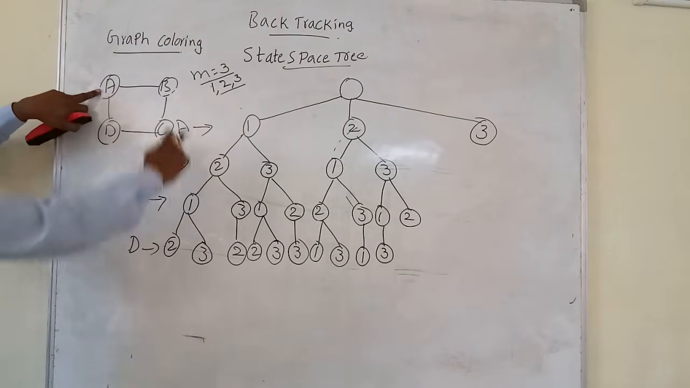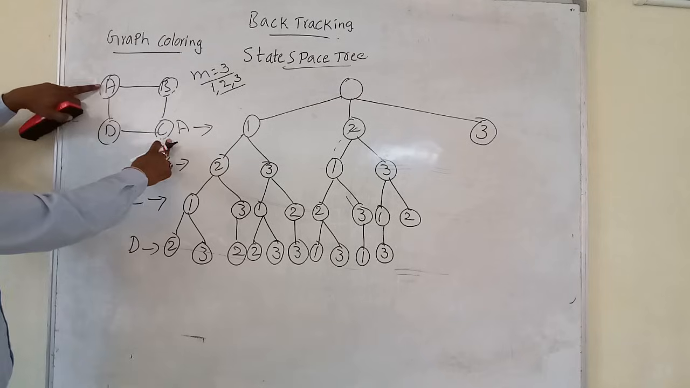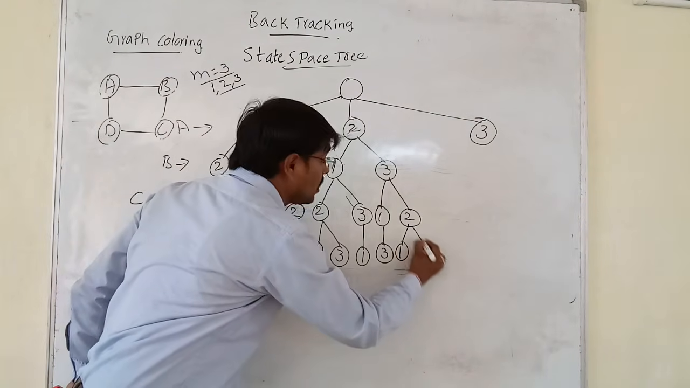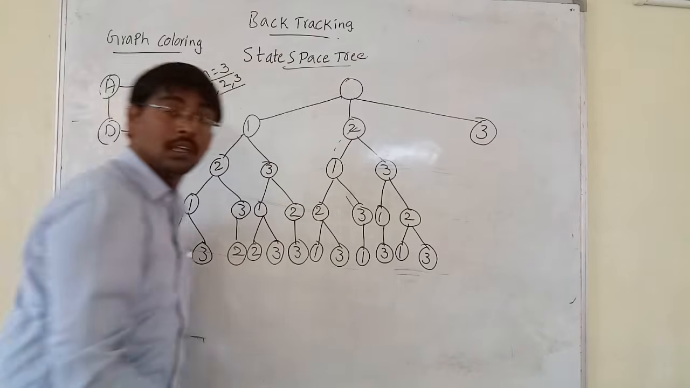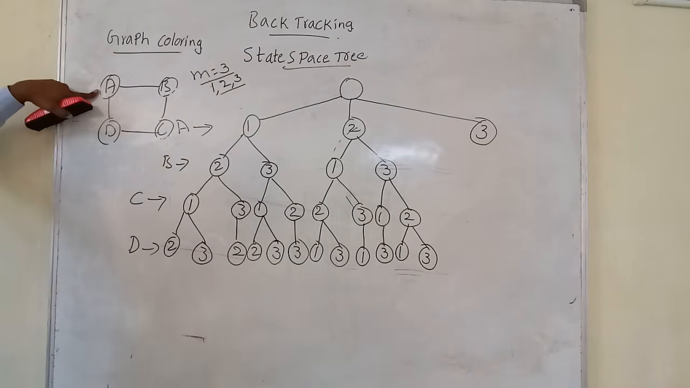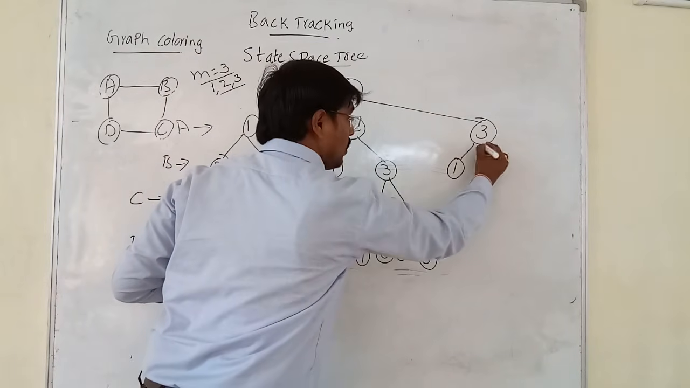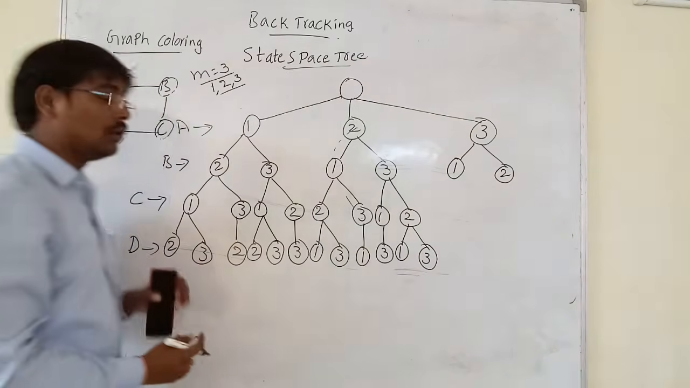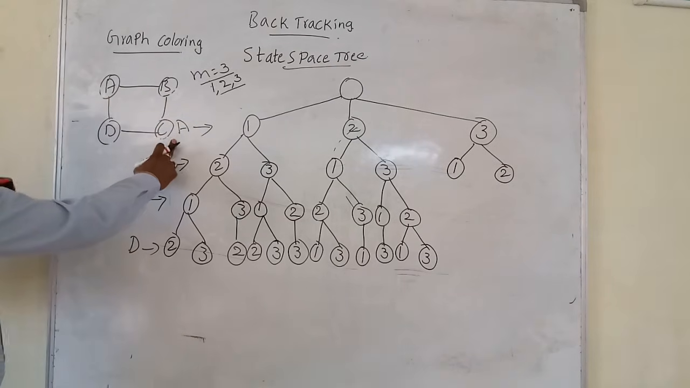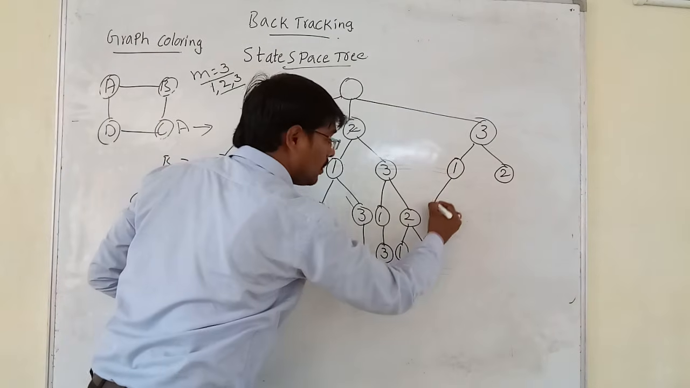Now A is 2, B is 3, C is 2. A and C both are 2. So for D, remaining possible cases are either 1 or 3. So move to the last vertex. Now A is colored with 3. So B has two possible cases, either colored with 1 or colored with 2. For example, B is colored with color 1. C has two cases. This is 1. This is colored with either 2 or 3.